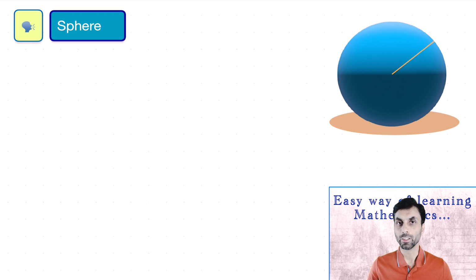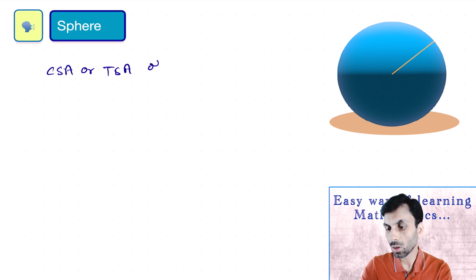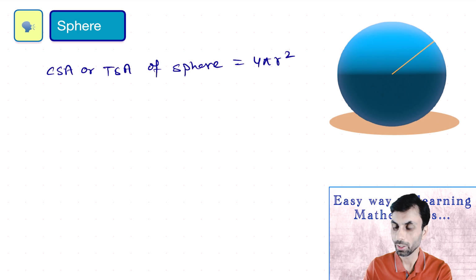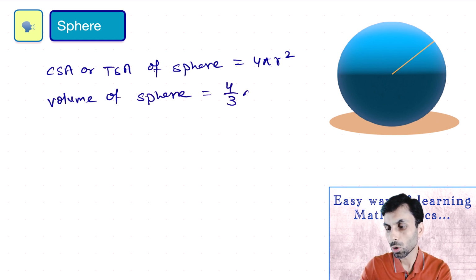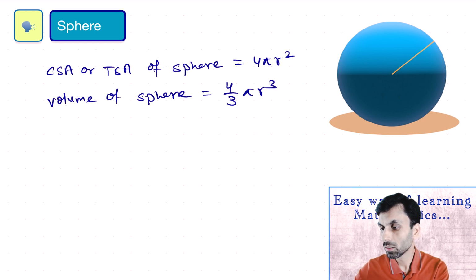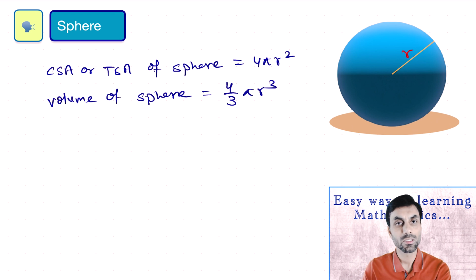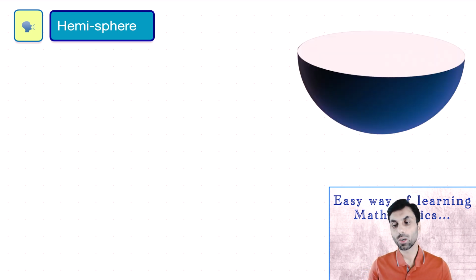Next we'll talk about sphere. When we talk about the sphere, all the surfaces are curved. So when we talk about either the curved surface or total surface area, it will be the same. CSA or TSA of sphere will be equal to 4 pi r square. Then volume of sphere will be equal to 4 by 3 pi r cube, where r is the radius of this sphere.